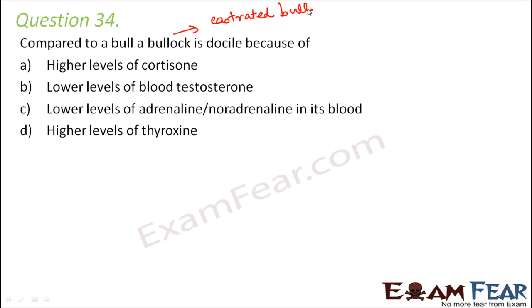So therefore in a bullock you see decreased secondary sexual characteristics, and that is why bullocks are better for farming purposes, because they are more docile, so they can be easily controlled in any way you want to. So that is why the bullock is docile. Basically because of the castration process, because of the removal of the testicles. Now what happens when the testicles are removed? There are lower levels of testosterone in the blood. So lower level of testosterone is the reason for the docile nature of bullock.